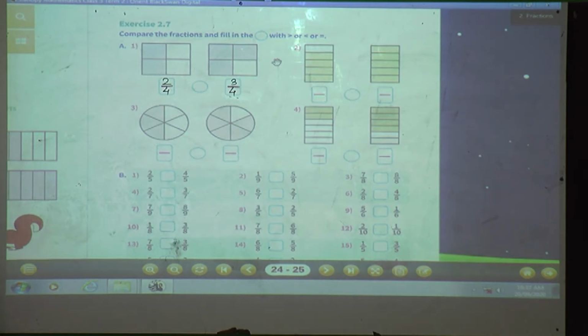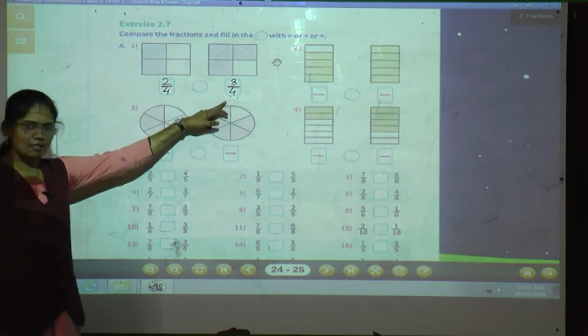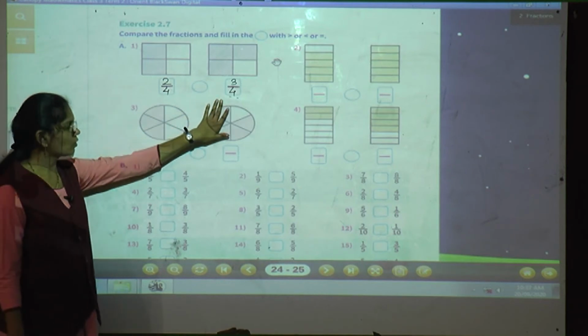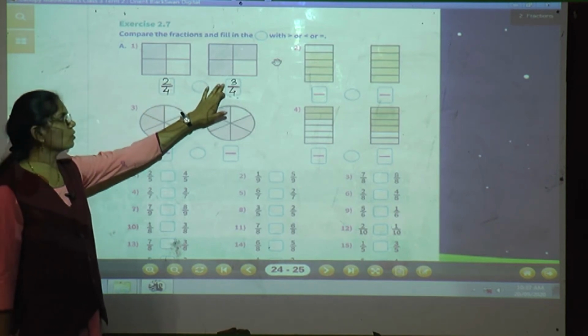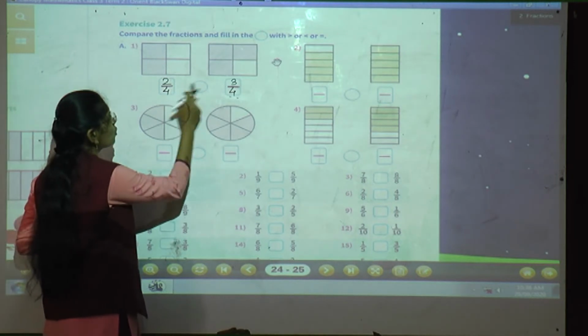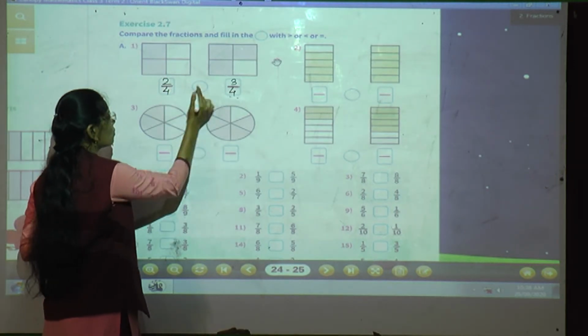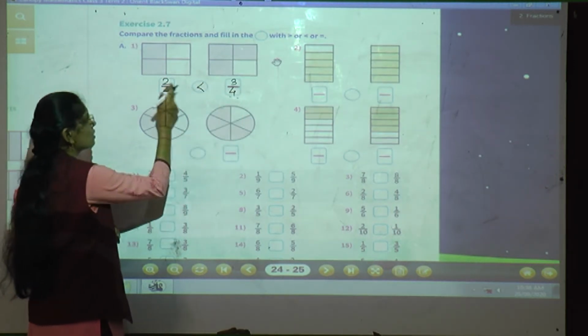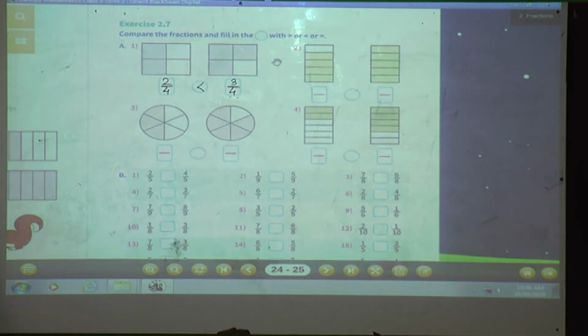Now see here, the denominator is the same, 4 and 4 only. So here we have to see only the numerator. Which numerator is greater, 2 or 3? 3 is greater than 2. So 3 by 4 is greater than 2 by 4. Now we'll move to the next example, that is the second one.